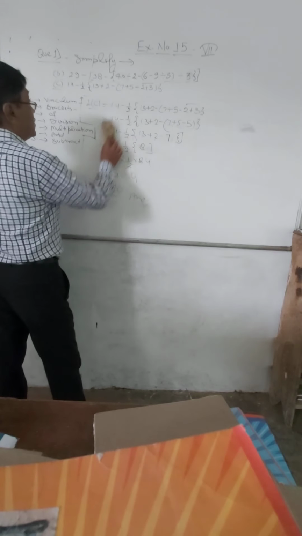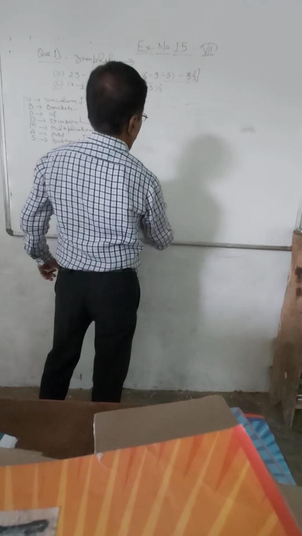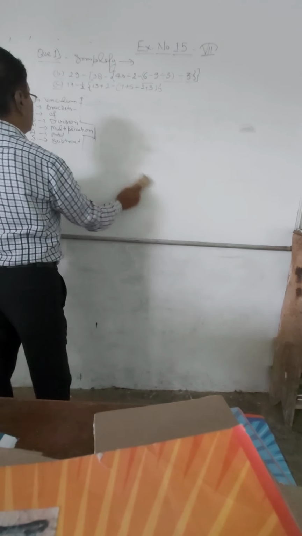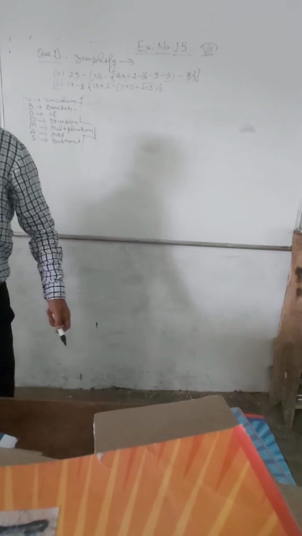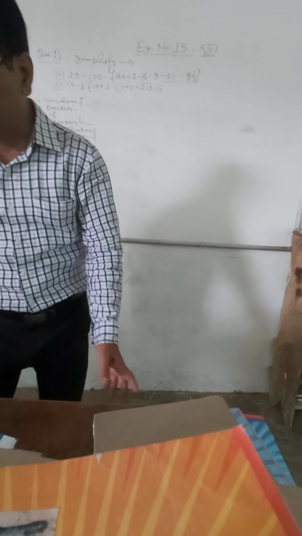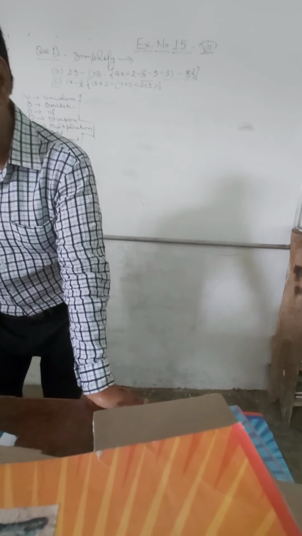Take the next question. Only keep the sequence of solving this one, the VODMAS/BODMAS rule. In this sequence we will solve. Now the next question is: using appropriate brackets, write a mathematical expression for each of the following.